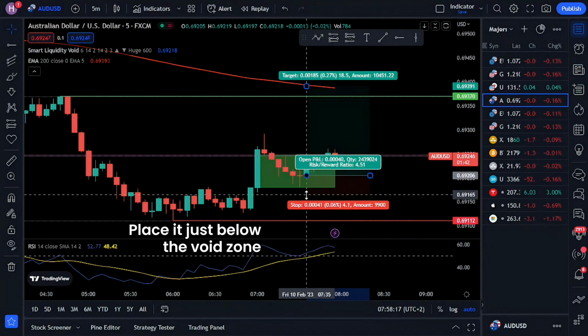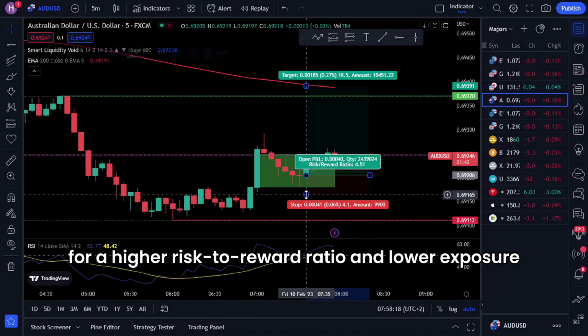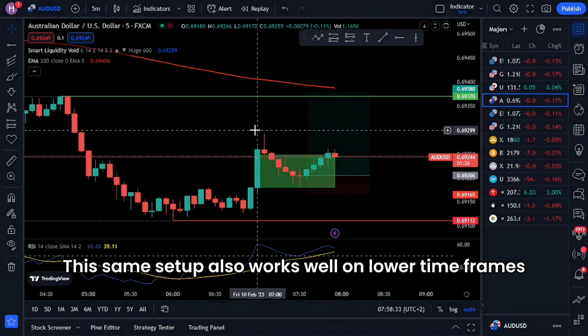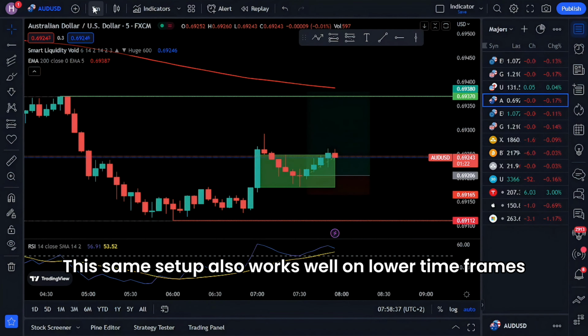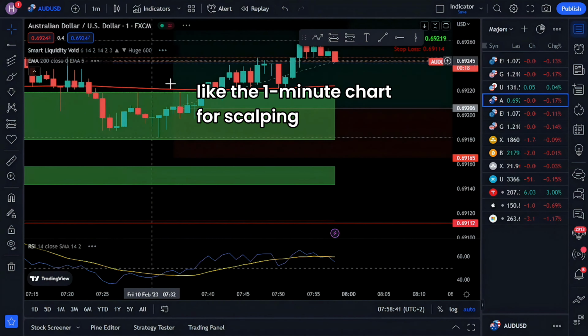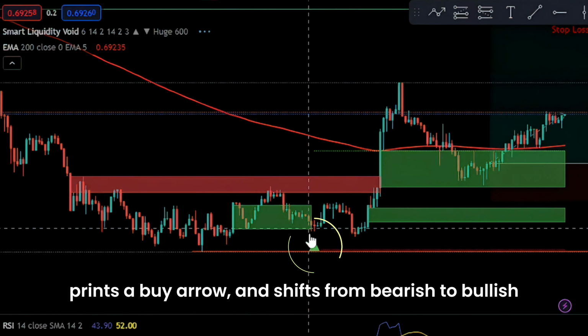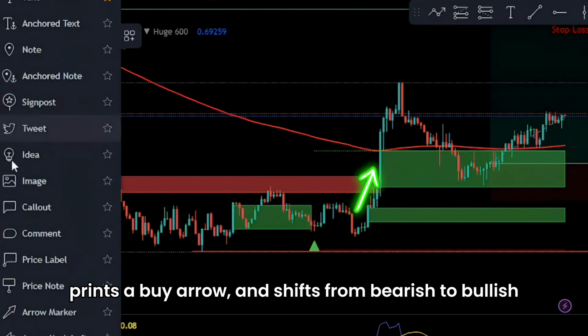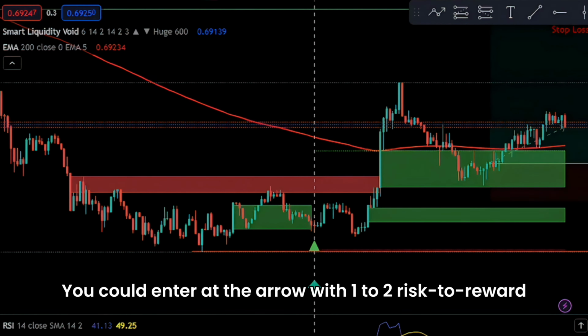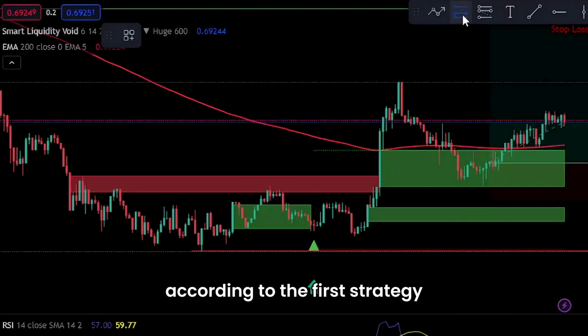Place it just below the void zone for a higher risk to reward ratio and lower exposure. This same setup also works well on lower time frames, like the 1-minute chart for scalping. Here's another setup. Price fills a red void, prints a buy arrow, and shifts from bearish to bullish. You could enter at the arrow with 1 to 2 risk to reward, according to the first strategy.